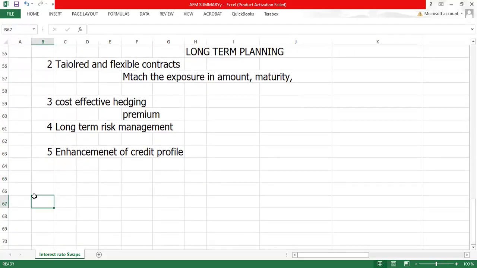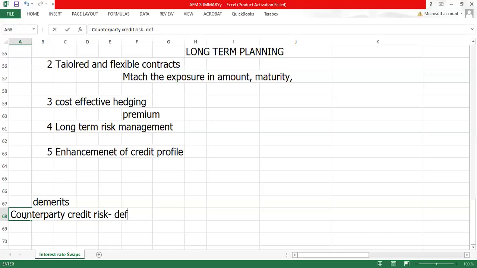But when it comes to demerits, there is always that counterparty risk, counterparty credit risk. The other party can default. That's what we are trying to mean. The risk that the counterparty may default. There is always that risk.